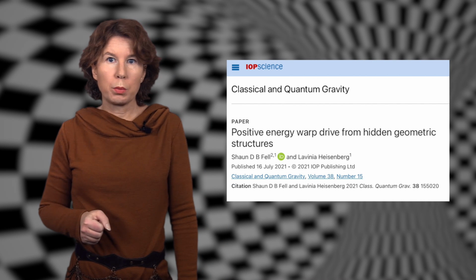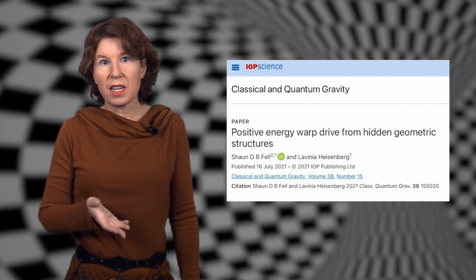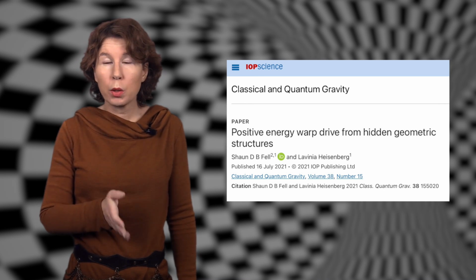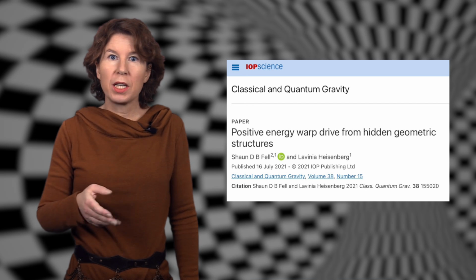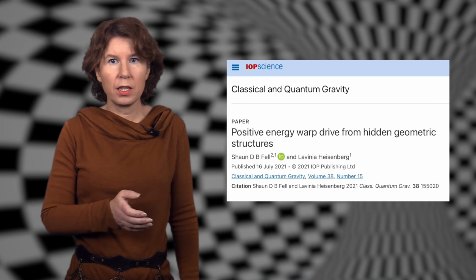Just one month later, in April 2021, another paper came out, this one by Fell and Lavinia Heisenberg. They made a similar claim like Lentz, namely that they'd found a warp drive solution that doesn't require unphysical stuff by using a configuration that has fewer symmetries than the previously considered ones. The Fell and Heisenberg paper was published in the same journal and is mathematically more rigorous than Lentz. But it didn't come with a press release and didn't make headlines.